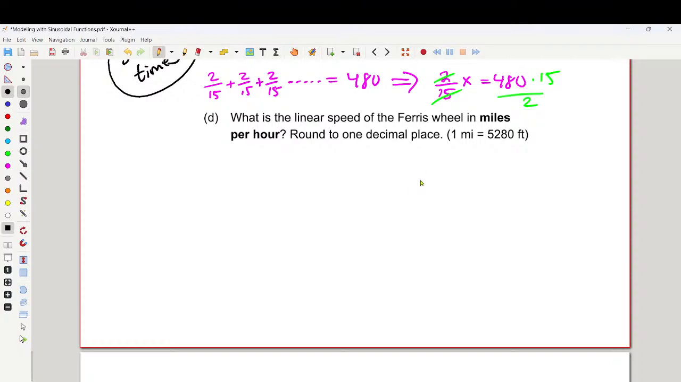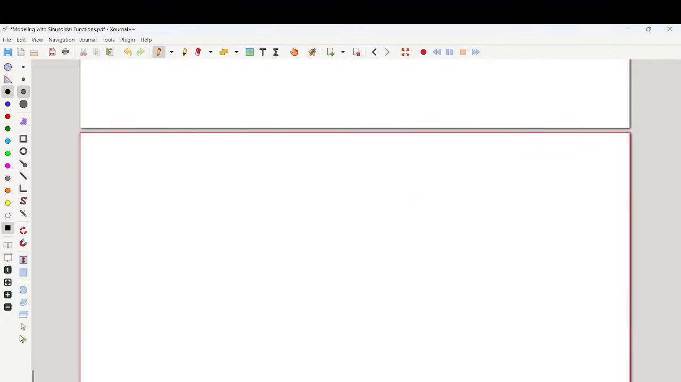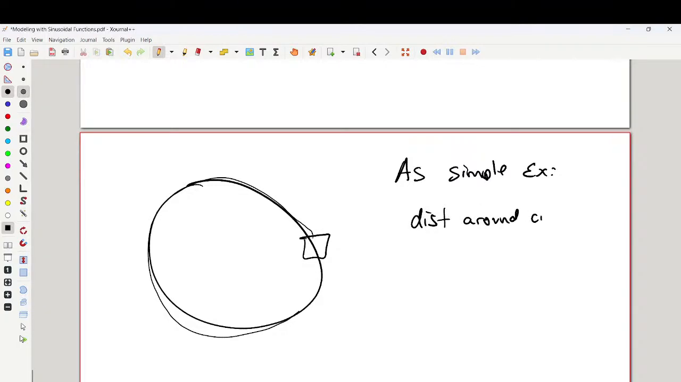What is the linear speed? All right, so we're going to end here. What is linear speed? Before we answer this question, the theory is this. If it wasn't obnoxious, this is going around as a simple example. Say the distance around this circle, called circumference, we'll keep it really nice. Let's just say it was like 12 miles.